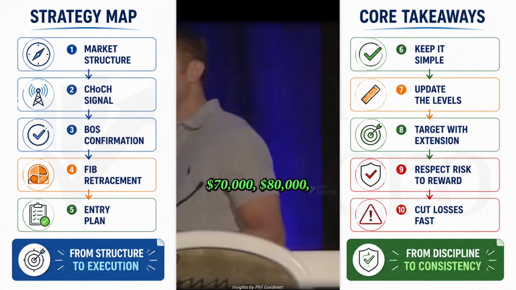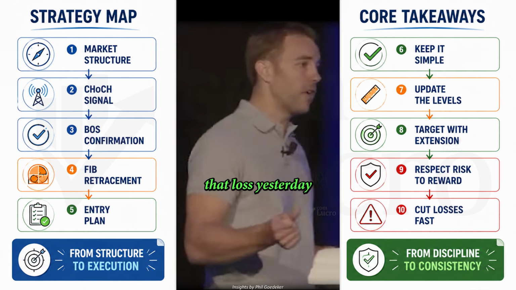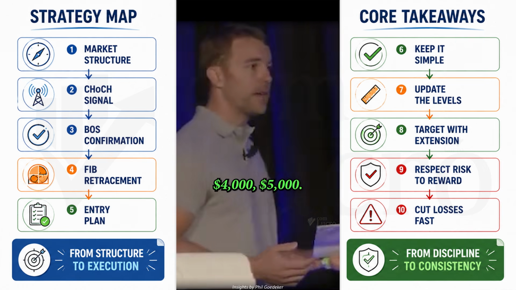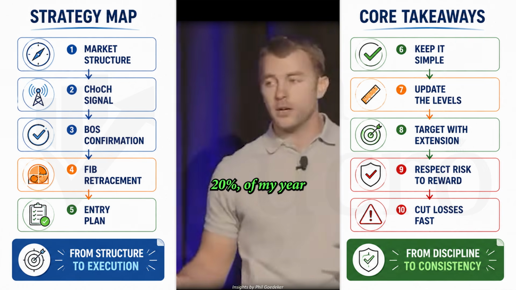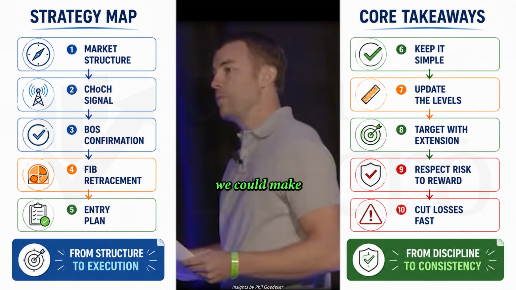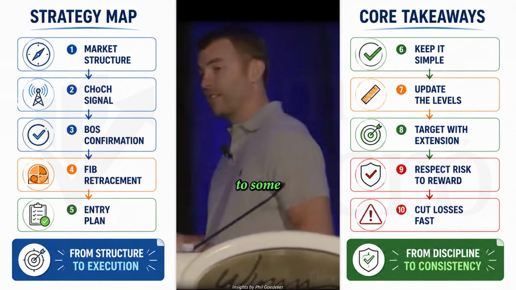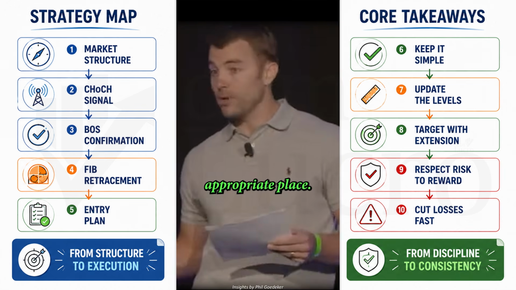We're down $70,000, $80,000, $100,000, and we think, what the heck just happened? I could have cut that loss yesterday for $3, $4, $5 grand. Now I've given up 10, maybe 20% of my year just by being stubborn. Think about how much more money we could make at the end of the year if we just stick to some simple rules and cut our losses at an appropriate place.